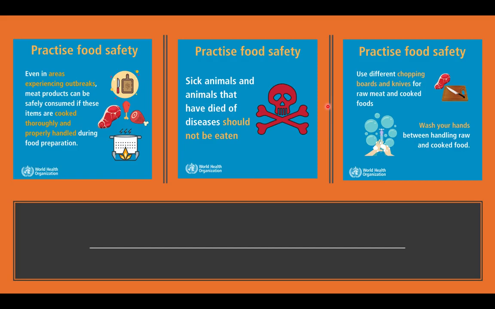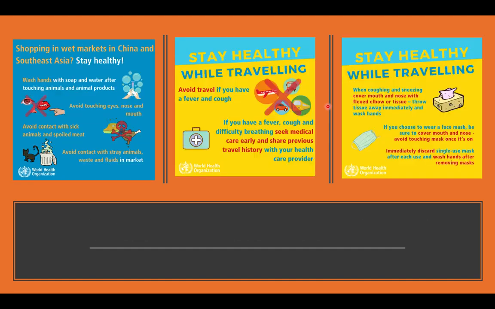Practice food safety. Try to eat a healthy diet, and meat products can be safely consumed if they are cooked thoroughly. Sick animals or animals that have died of disease should not be eaten under any circumstances. Always cook your eggs and meat as thoroughly as possible to avoid bacterial and other contamination. Use different chopping boards and knives for raw foods and cooked foods, and wash your hands between handling foods.